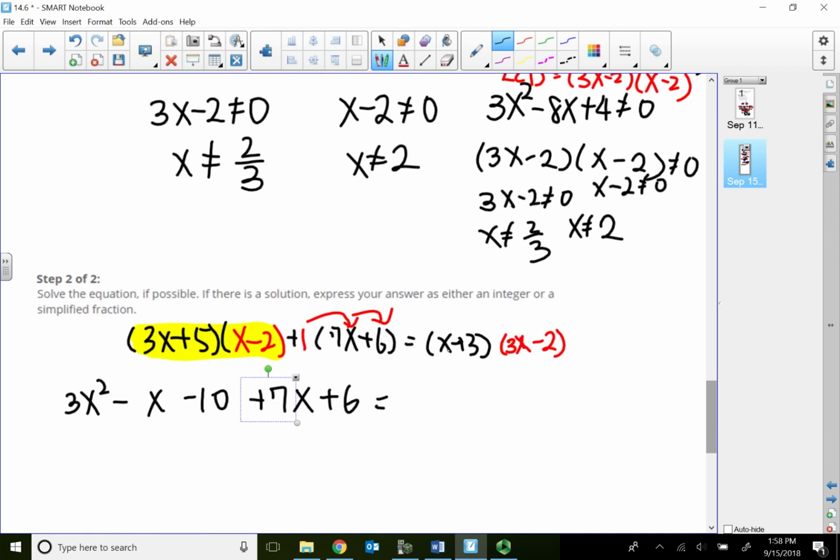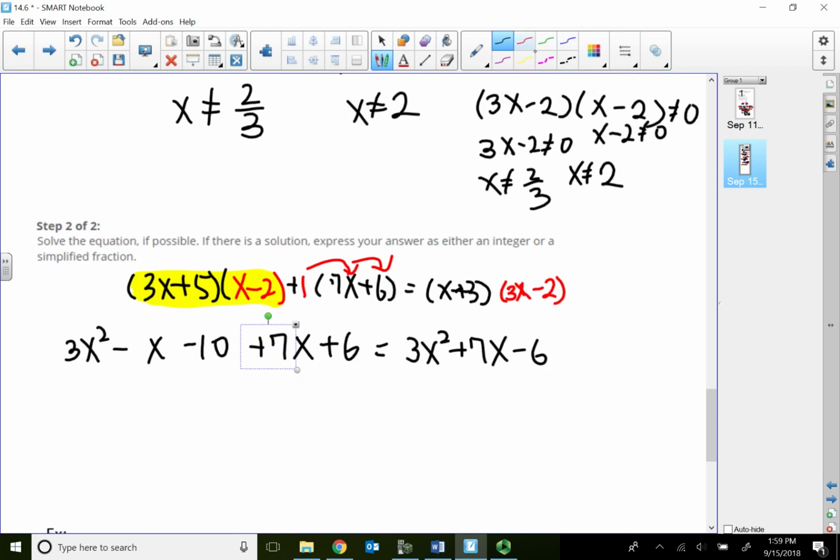Equals. All right, the right-hand side, let's do a quick FOIL method. First thing I do, x times 3x, 3x squared. Last thing I do, positive 3 times negative 2 is negative 6. My outer is negative 2, inner is 9x. 9x minus 2x, positive 7x. So once again, I got a 3x squared on the left, 3x squared on the right, so they should cancel out right away.